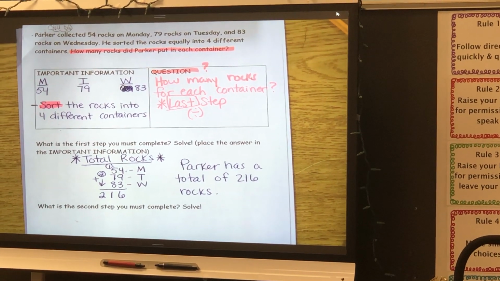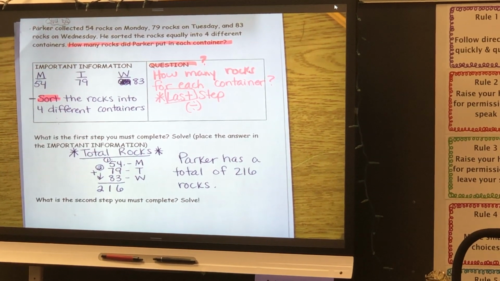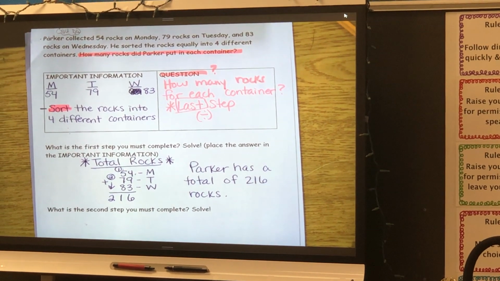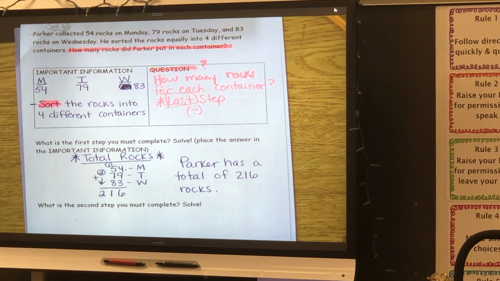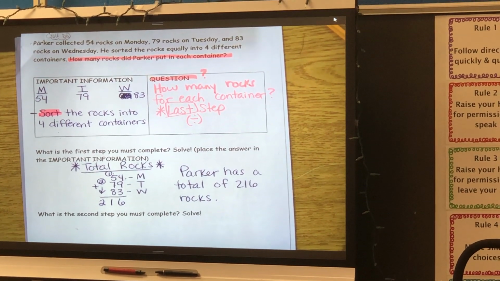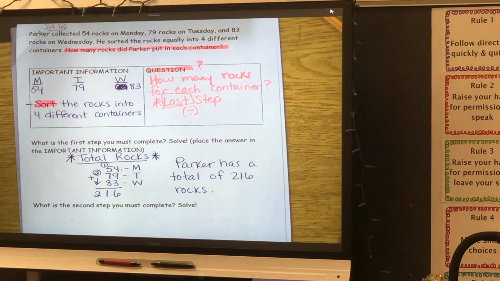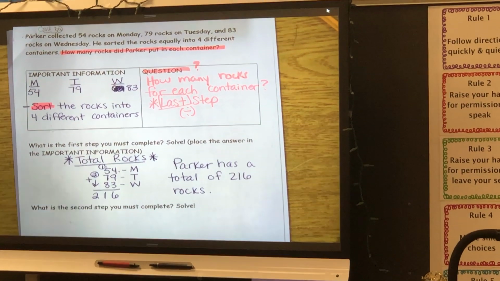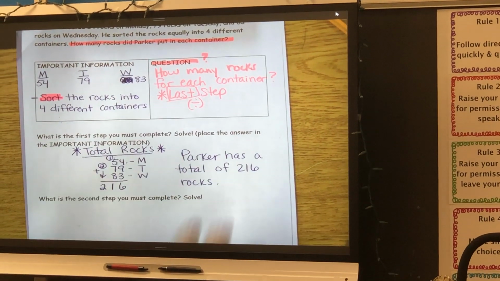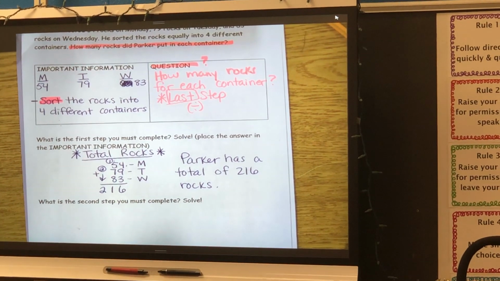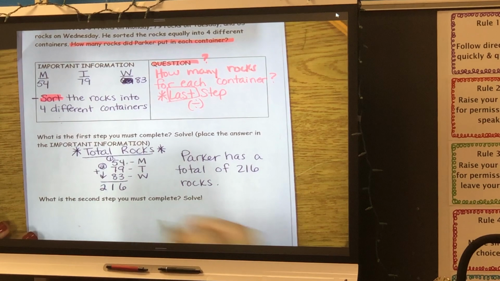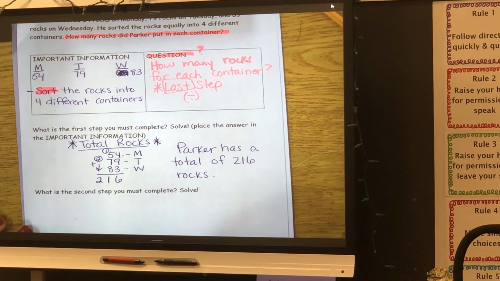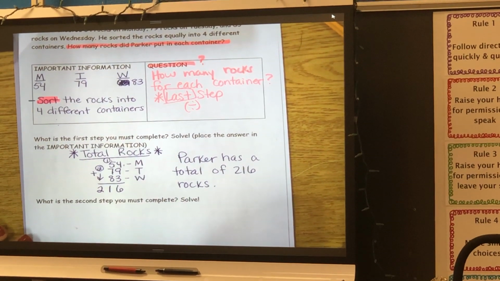So what's he doing with the rocks? Yeah, he's sorting them into containers, right? And so we talked about how sorting means our last step we need to divide. Wait a minute, in all these questions that we do, is the last step dividing? Not always.